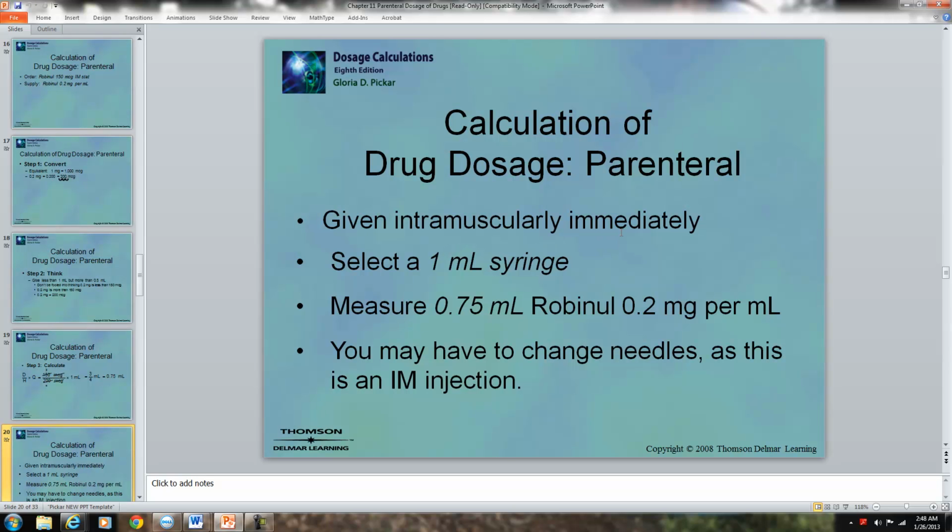So it's given in the muscle immediately. We'll use a 1 milliliter syringe. We'll measure out 75 hundredths milliliter.